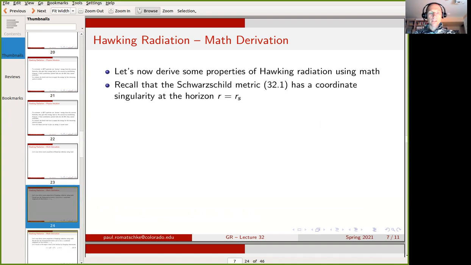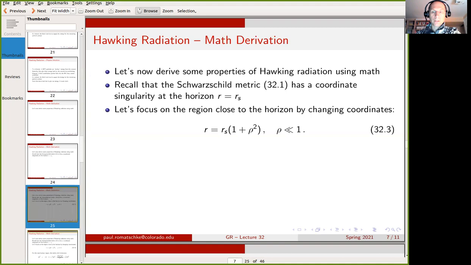To get started, recall that we have the Schwarzschild metric, given in equation 32.1, and it has this coordinate singularity at the horizon, r equal to r_s. In the following, because this is where all the action happens, we want to focus on the region very close to the horizon. To do this, we make a coordinate change. We change the variable r into a new variable rho in the following form. This is a nonlinear transformation, but that is not important. We want to approximate rho to be much, much smaller than 1.